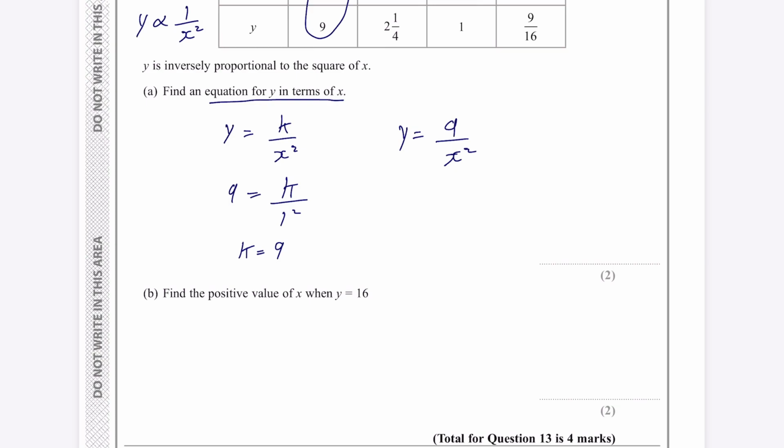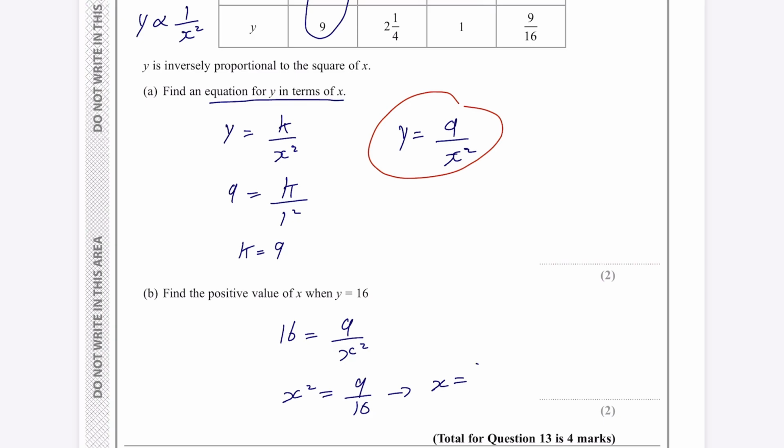Next question, find the positive value of x when y is 16. Again, if we use the equation that we found up here, that then becomes 16 is equal to 9 over x squared, which we can rearrange. That means x squared is equal to 9 over 16, so x is equal to root 9 over 16, and we can write that as root 9 over root 16, which is 3 over 4.